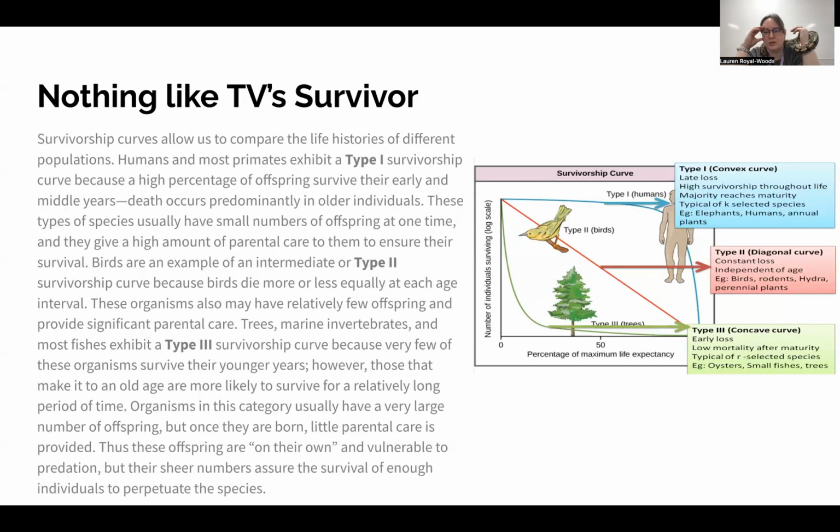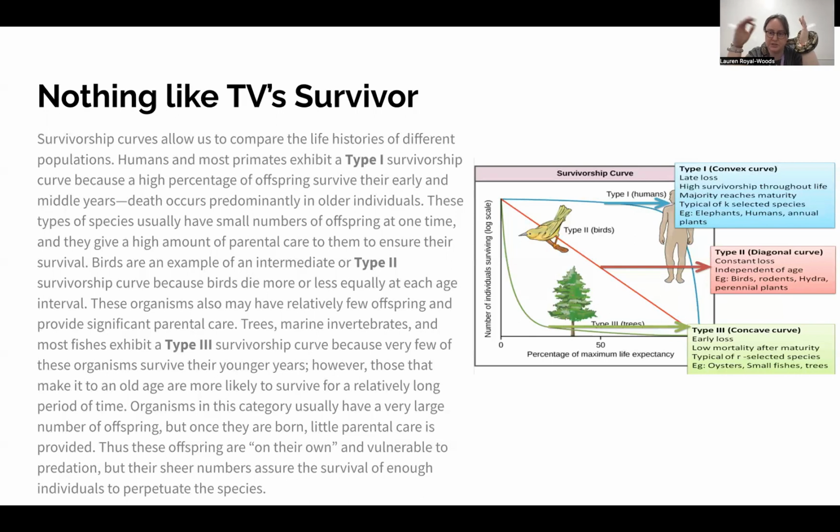Freaky little creatures, but they're a type 3. They literally come out ready to have babies. So that way, more babies, more survival. Party on. So those are the 3 types of survivorship curves.